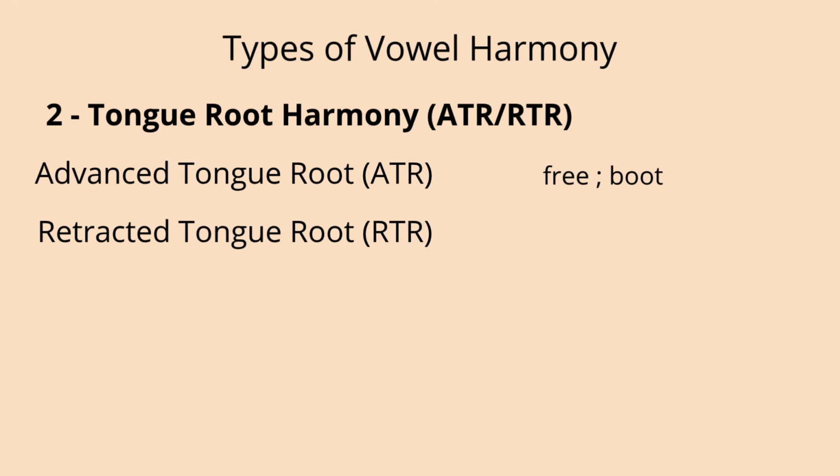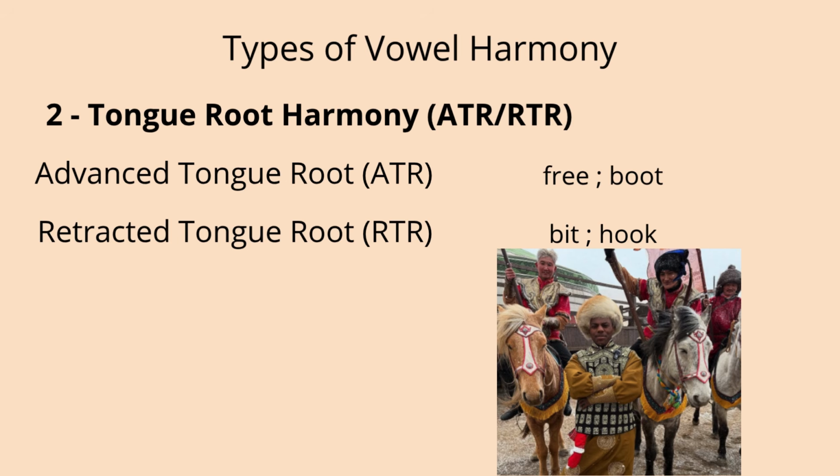With retracted tongue root, the tongue root is retracted, which narrows the pharyngeal cavity and produces more lax vowels, a bit like the I in bit or the double O in hook. This type of harmony is found in Mongolian and many other African languages. Vowel harmony has major impact on morphology, the word formation.